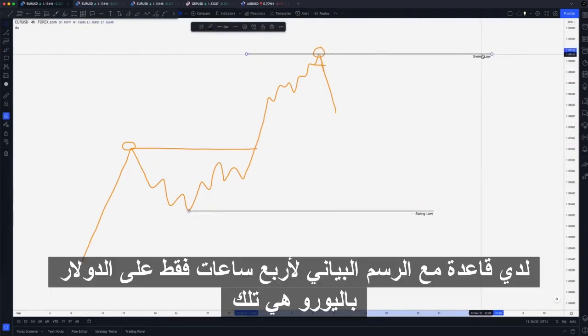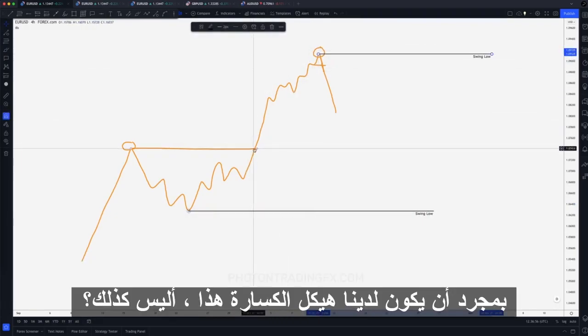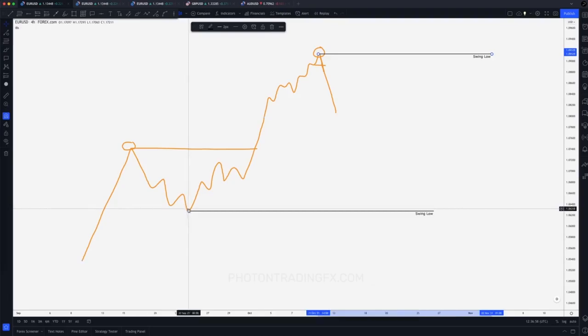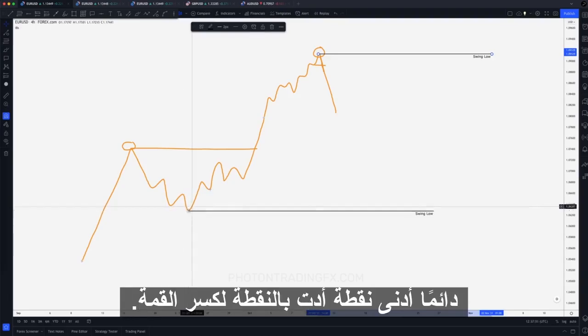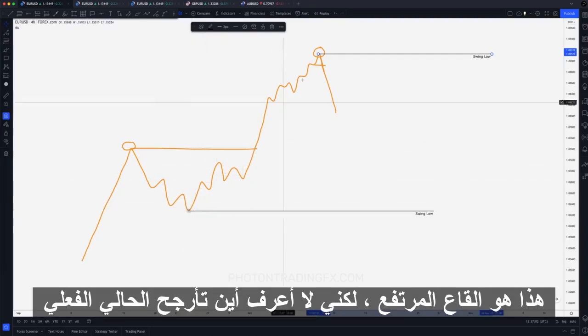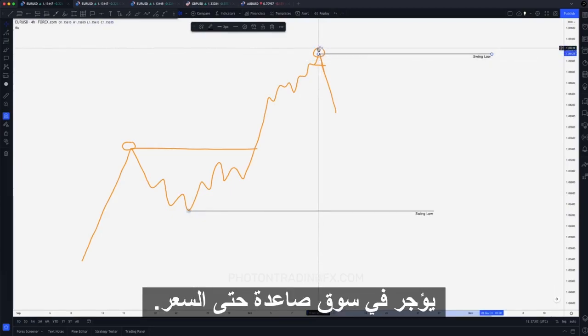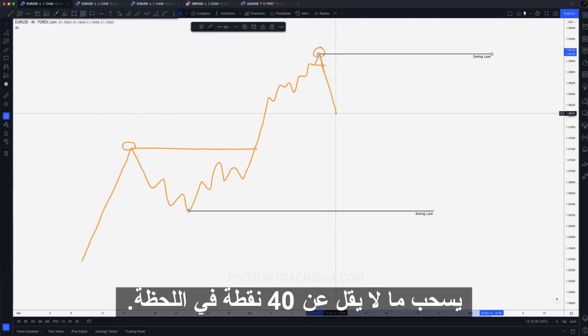So the way I have the rule with the 4-hour chart, only on EURUSD, is that as soon as we have that break of structure here, I can obviously look back. There's no ifs, buts, or maybes. It's always the lowest point that went on to break the high. That's the swing low. But I do not know where my actual current swing high is in a bullish market until price pulls back at least 40 pips.